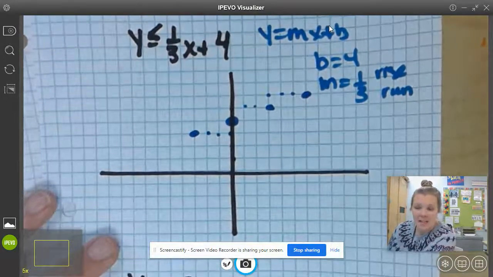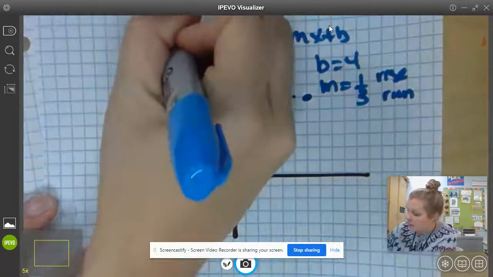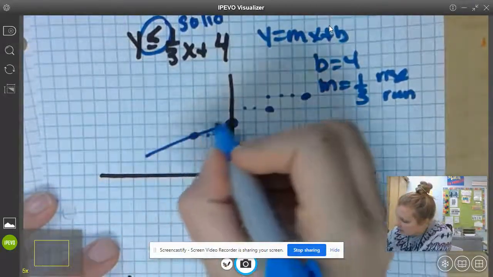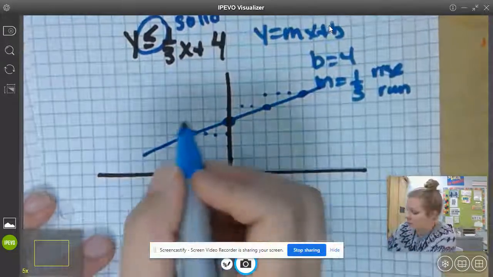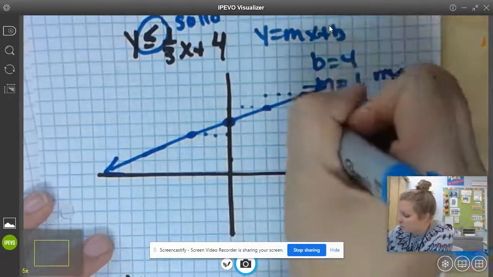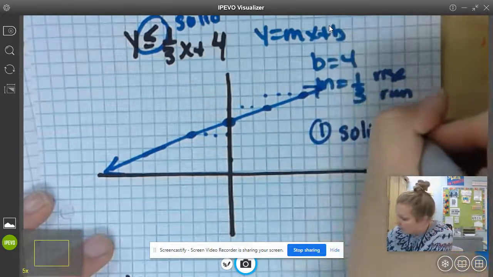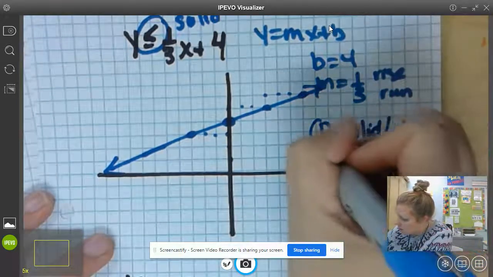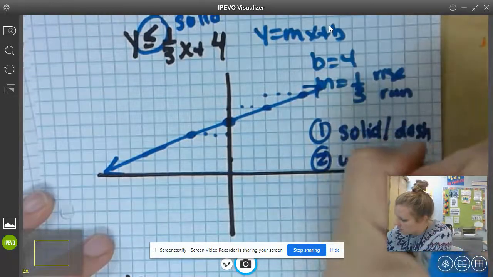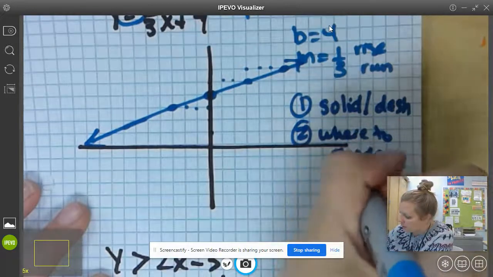And then I have to decide, now that I have my points, is it a solid or a dashed line? Because it's underlined, it's a solid line. So I connect these dots with a solid line. And then I have to decide where to shade. So my two questions are: solid or dashed? And then where do I shade? And to determine where you shade, you're going to plug in the point 0, 0.